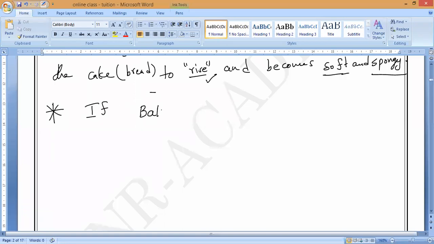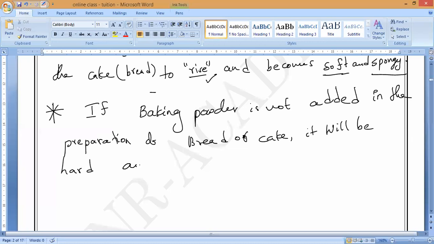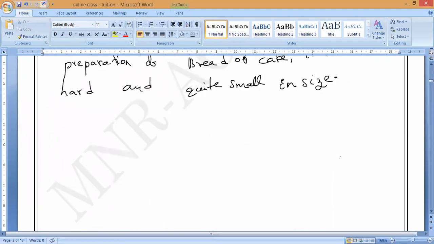If baking powder is not added in the preparation of bread or cake, it will be very hard and quite small in size. Understand, guys? Okay.